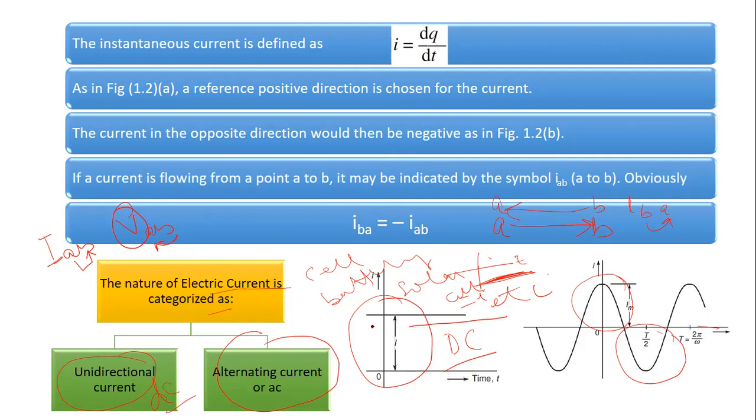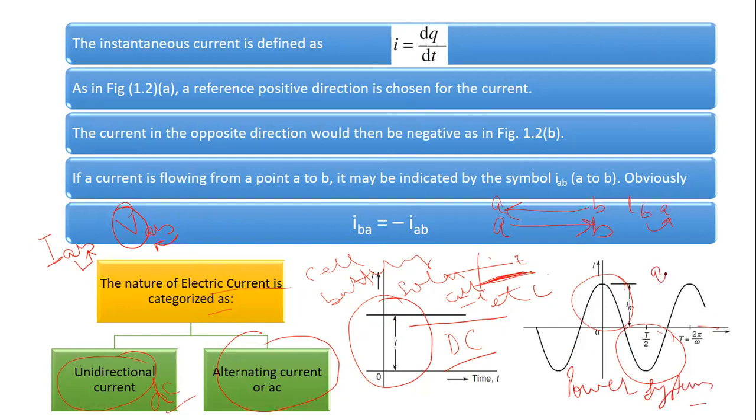Generally, the electricity which we receive at home, or which is generated at any hydropower plant, thermal power plant or nuclear power plant, is alternating in nature. A bidirectional signal is generated, bidirectional voltage as well as bidirectional current. The example is power systems.